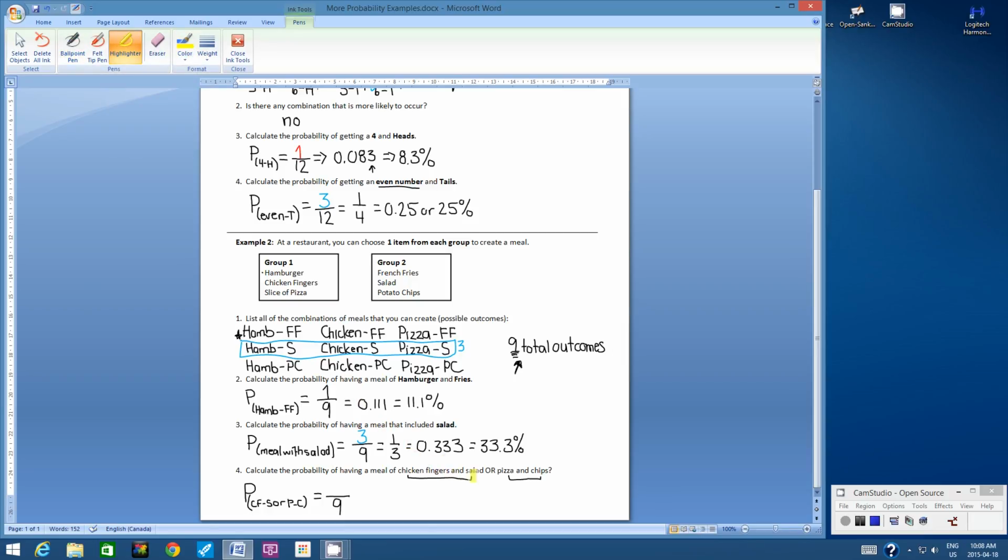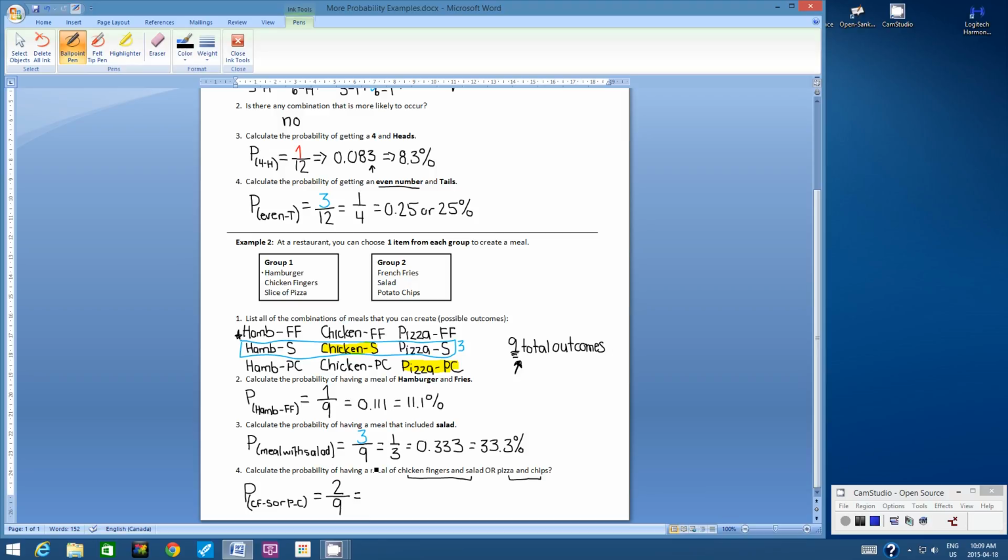Okay, so I'm going to use the highlighter this time. So chicken fingers and salad. So let's identify that. Chicken fingers and salad right here. Or pizza and chips. Okay? So how many possible outcomes do we have? Well, we have 2 favorable outcomes. So the numerator is going to be 2. Okay? We can choose this one or this one. So there are 2 possible favorable outcomes. 2 over 9 cannot be reduced. It is in its lowest form.